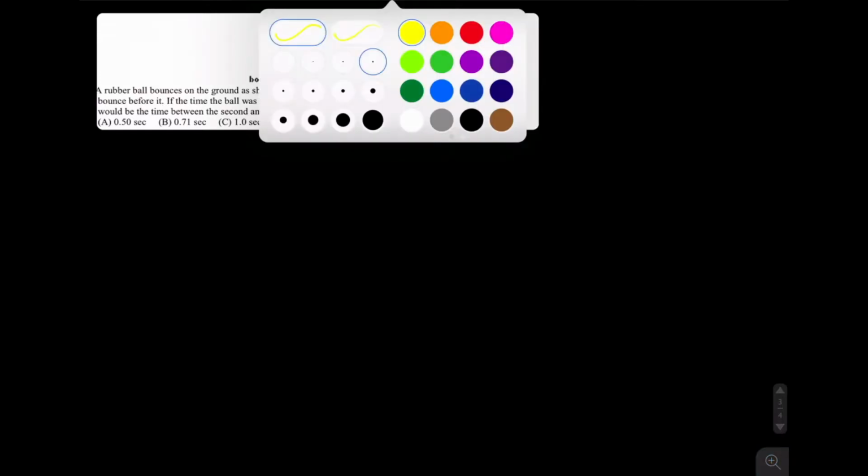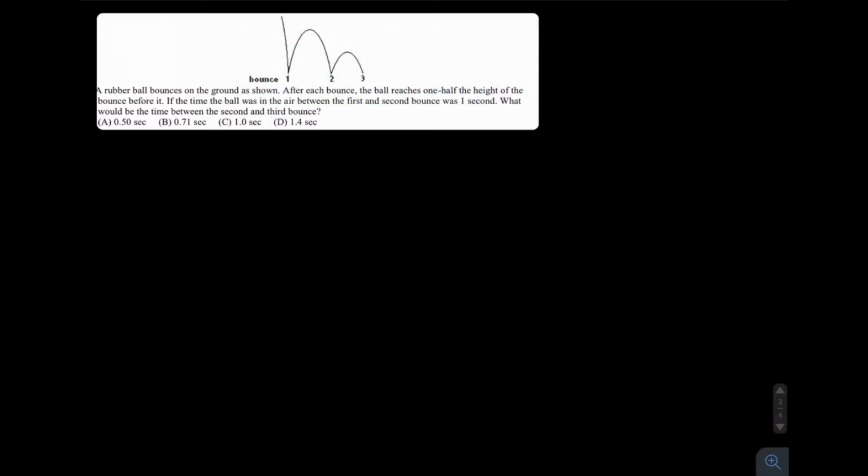Now, knowing that, we want to find the time between the second bounce and the third bounce. And we're given that between the first and the second bounce, I'm just going to write it like t1 to 2, we know it's 1 second, right? Now, we're trying to find what time it takes between second and third. So how would we approach a problem like this?